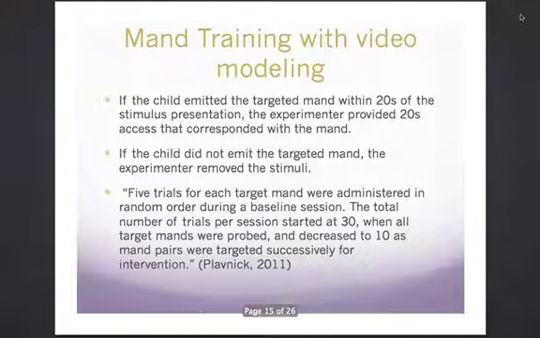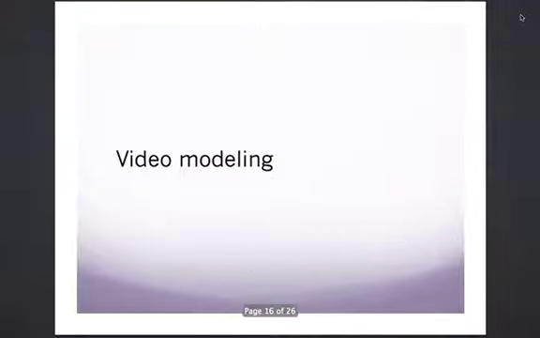So in baseline, if the child emitted the targeted mand within 20 seconds of the stimulus presentation, the experimenter would provide 20-second access that corresponded with the mand. If they did not, the experimenter would remove the stimuli. Five trials for each target mand were administered in random order during the baseline session. The total number of trials per session started at 30 when all the target mands were probed, and they eventually faded that to 10 as the mand pairs were targeted successfully.